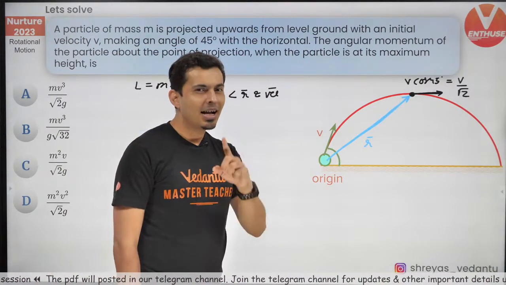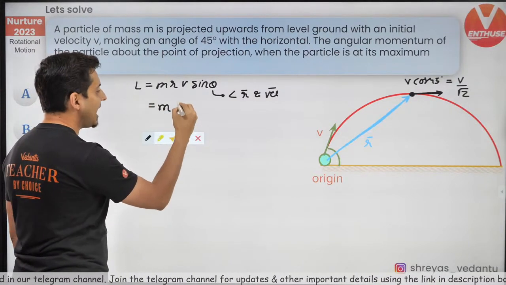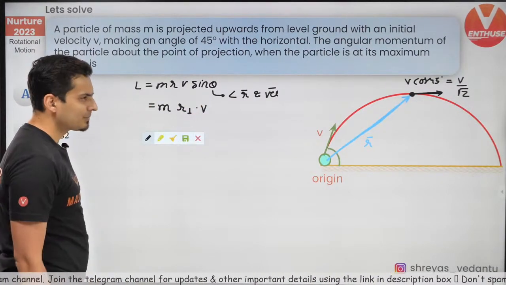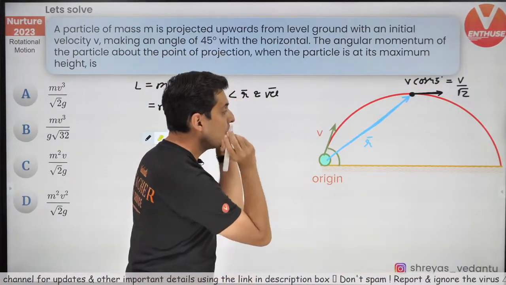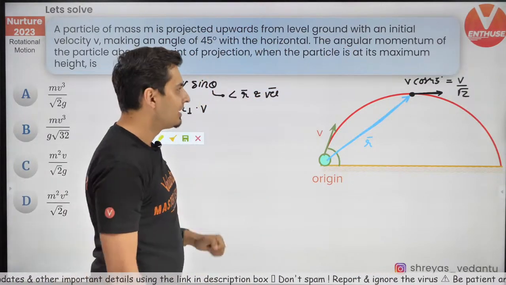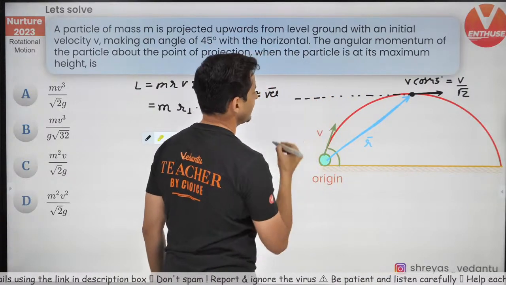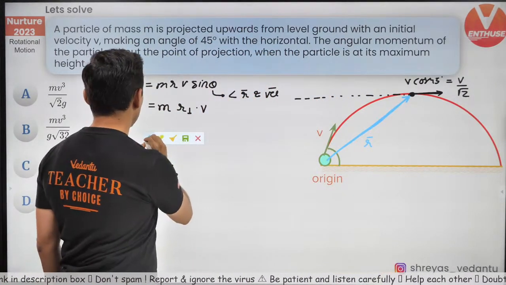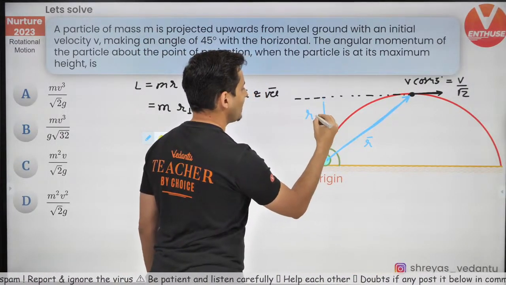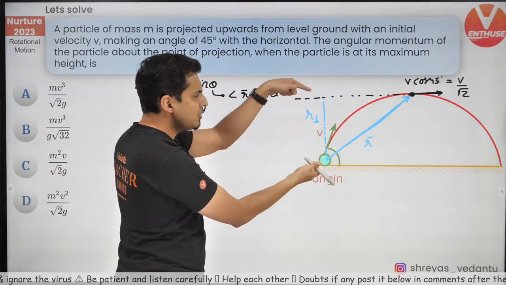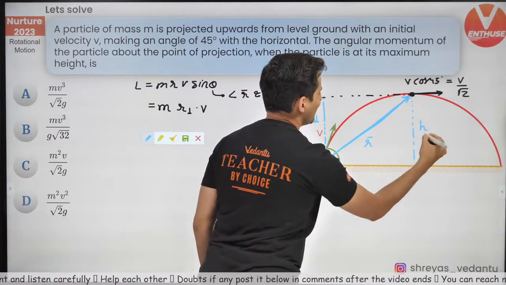But I'll tell you something. I gave you an alternate definition some time back, and I told you that you can use m r perpendicular into v. Do you remember that definition? All you need to do is drop a perpendicular on that velocity. So just extend that line of velocity. This is the line of velocity, it gets extended like this. Just drop a perpendicular. This is r perpendicular. And I think I know what r perpendicular is. It's the same as the maximum height.